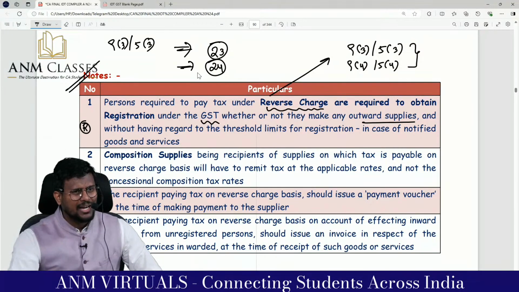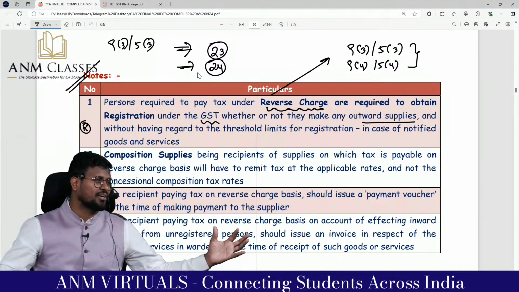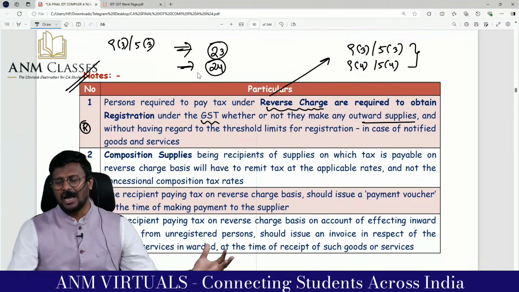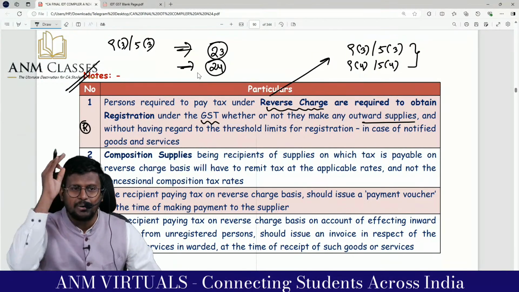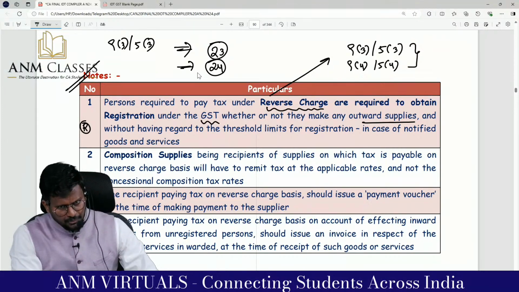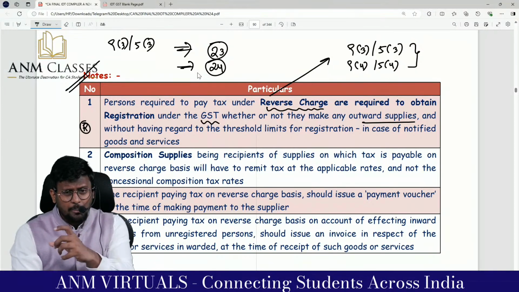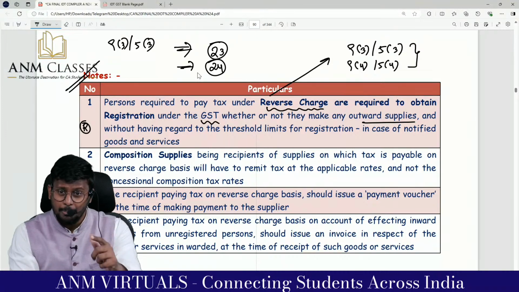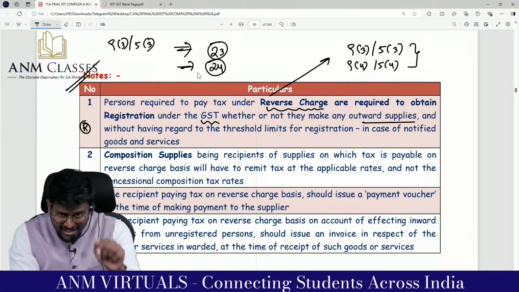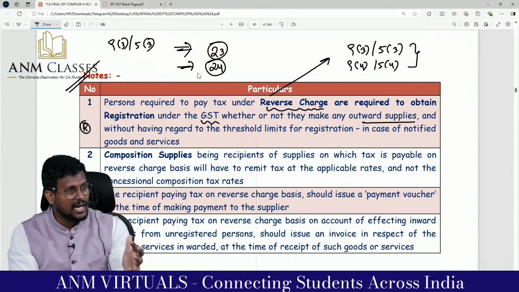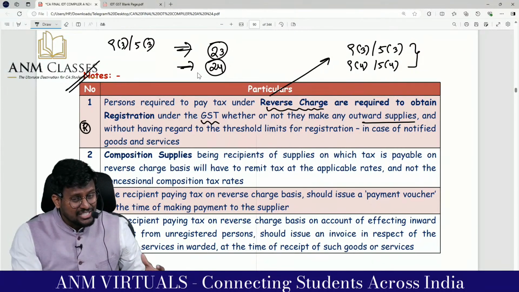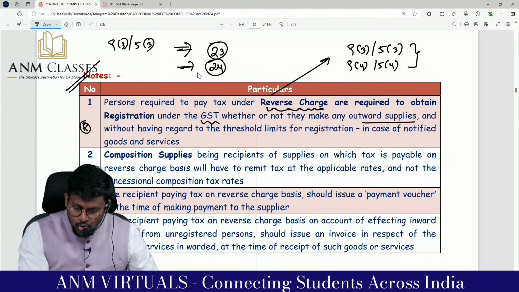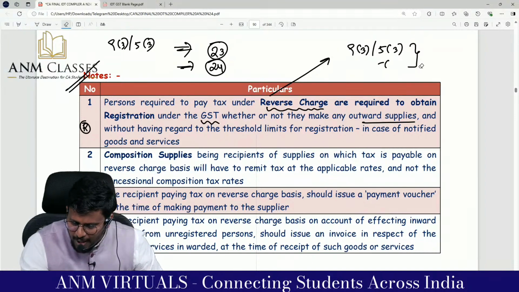At that time, you should not argue that my threshold limit has not been exceeded for registration, why I have to take the registration. You have to take compulsory registration. Anyway, this problem won't be there for 9(4) or 5(4) because that is already a registered person. Yes, sir. So compulsory registration has to be taken. So I am withdrawing this part now logically.